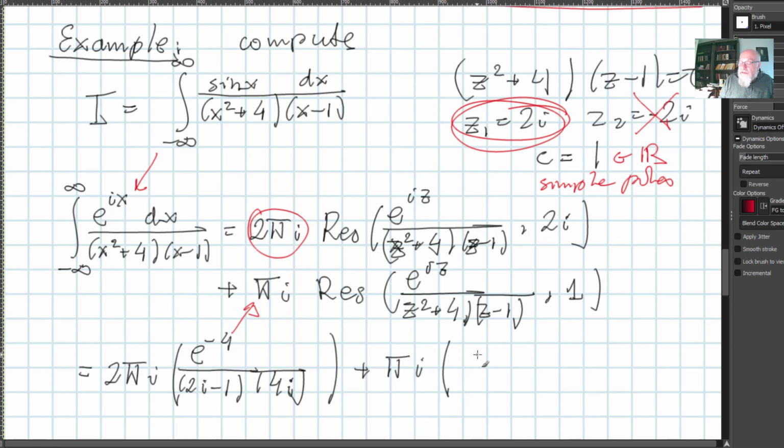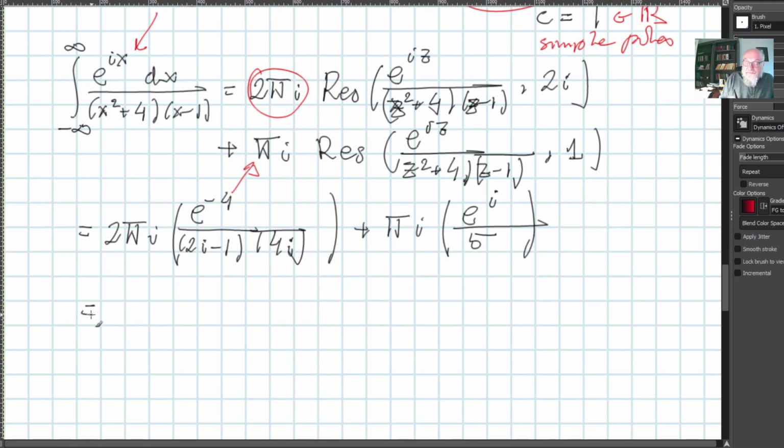So now you are getting here that this is the residue. So in that case, what I'm getting here is e, this is i, divided by 5, and then 2 pi i, and here I have simplification. I can cancel this i, so that's the first simplification. I can cancel this 2.